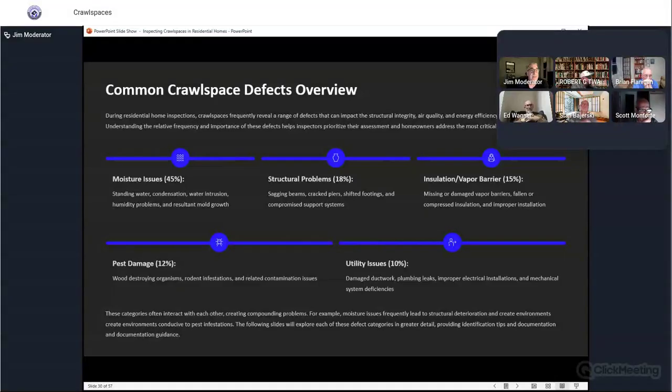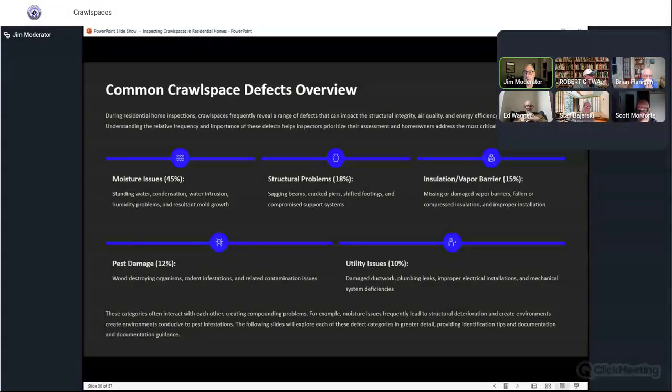So, common crawl space defect overview. Moisture issues, standing water, condensation, water intrusion: that's about 45% of what's going on in today's crawl spaces. Structural problems, which is sagging beams, cracked piers, shifting footings, and compromised support systems, are about 18%.